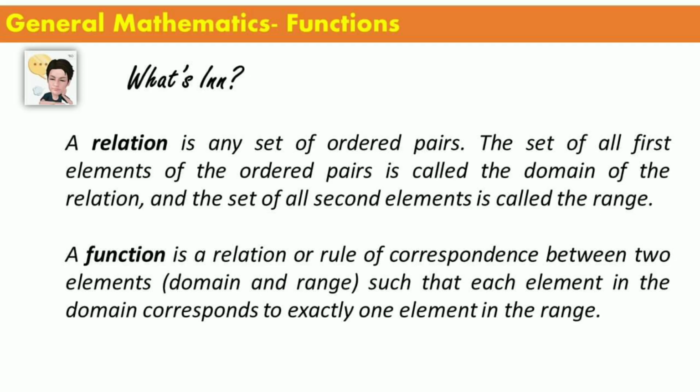We are going to discuss the difference between relation and function. A relation is a set of ordered pairs. The set of all first elements of the ordered pairs is called the domain of the relation, and the set of all second elements is called the range. A function is a relation or a rule of correspondence between two elements, the domain and range, such that each element in the domain corresponds to exactly one element in the range.